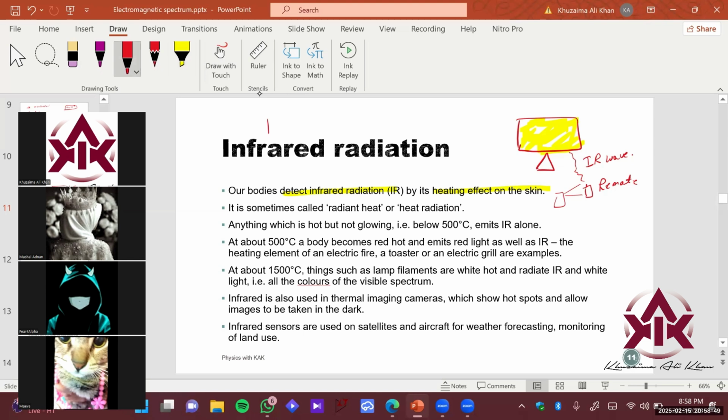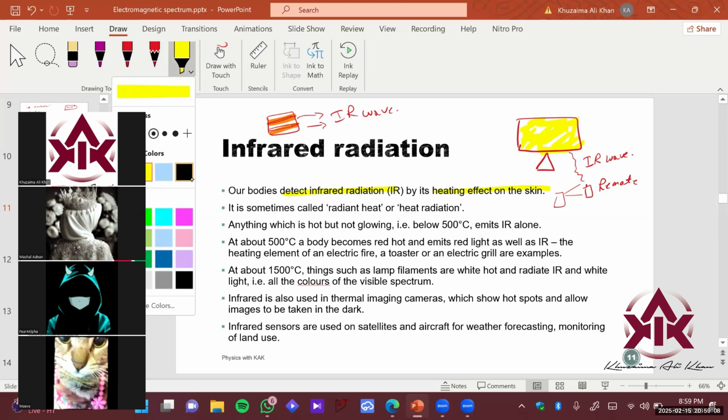So if you have also seen, we have heaters, right? If you go to Murree or Nathia Gali or any northern area, you might have seen heaters which are glowing orange. They are emitting IR waves, and whenever you go close to a heater, you always feel warm, right? That is the symptom that your body can act as a sensor. It can detect IR waves, sometimes called radiant heat or heat radiation, right?